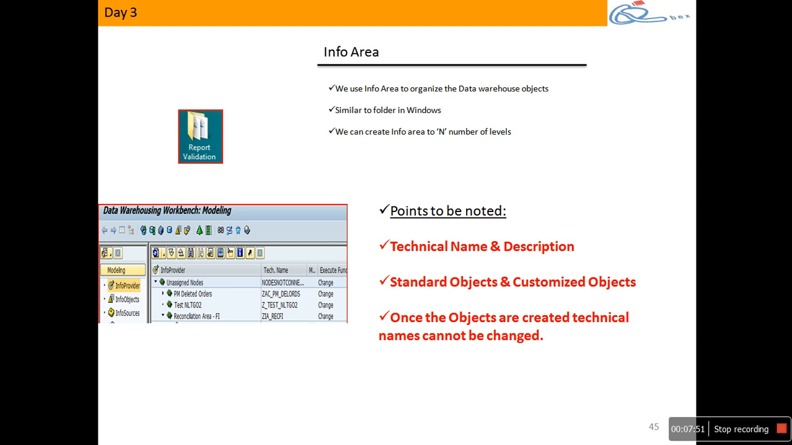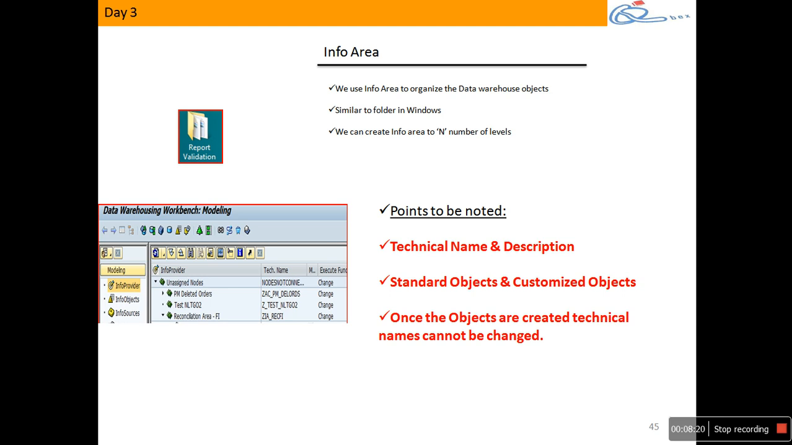And a point to be noted here is that any object, whether it is cube, ODS, multi-provider, anything, I can use it only if it is in active version. In BW it does maintain versioning of the object. I can only use the object if it is in active version. But all the objects which are delivered by SAP as part of business content will be available in delivered version. So if it is in delivered version, can I use it first?